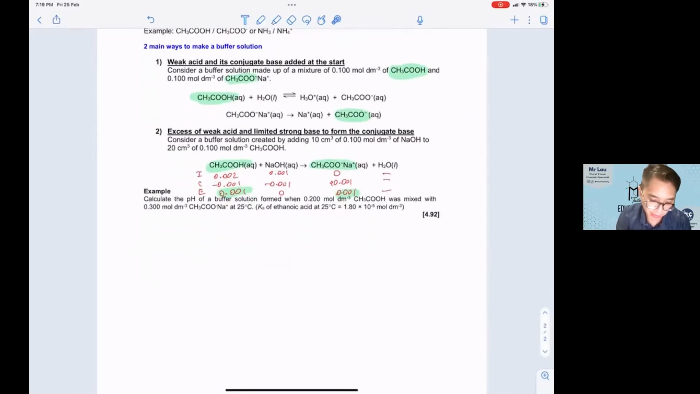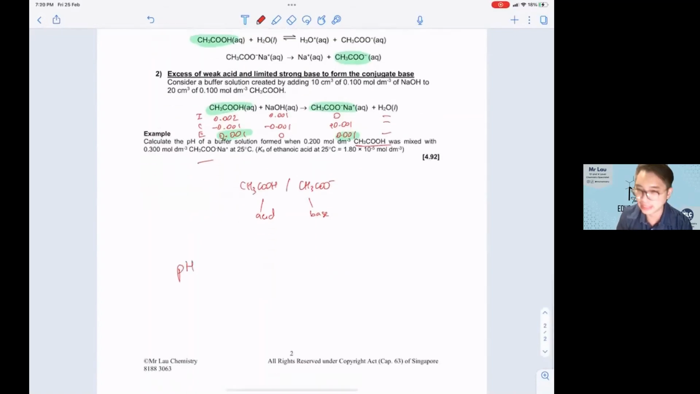Now, how do we solve questions for buffer? First of all, identify the buffer system. In this case, the buffer system is your CH3COOH and your CH3COO-. And in the buffer system, identify which one is the acid and which one is the base. Once you have identified that, you just use this equation, the modified Henderson-Hasselbalch equation, which I teach my students. pH equals pKa plus log base over acid. Now with this equation, you no longer have to care whether it's an acidic buffer or basic buffer. This equation will apply all the time.